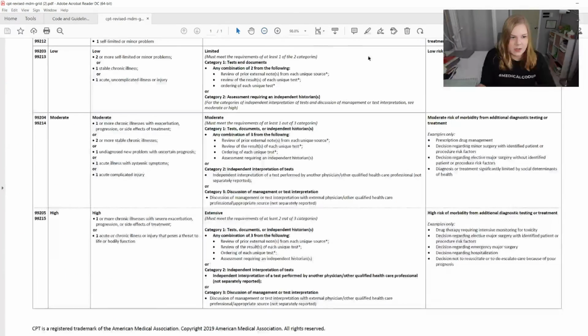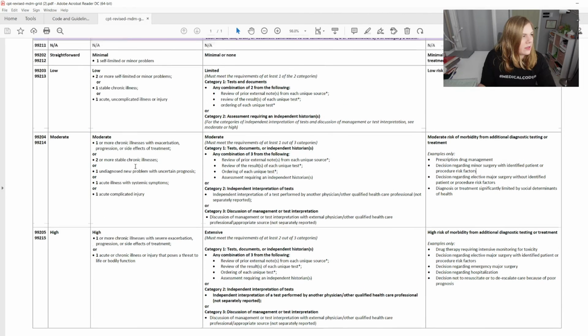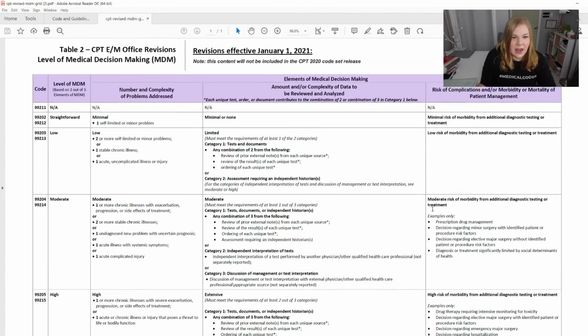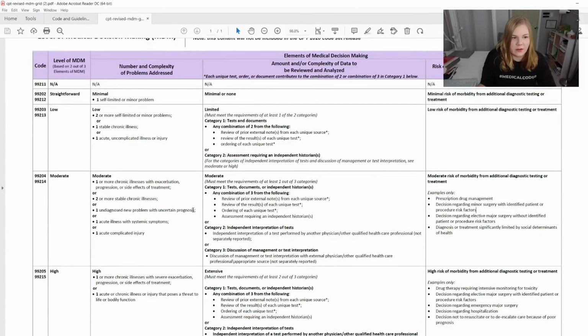So if we put this all together, again, we need 2 out of the 3. So we could have a patient that has independent interpretation of tests, and they have one acute illness with systemic symptoms, or they have one acute complicated injury and we decided that there's going to be minor surgery, but there's some risk factors involved. We just need to hit 2 out of these 3 elements. They're all determined to be moderate, so moderate level of complexity of problems, moderate amount of complexity of data, and moderate risk. So we would need 2 out of those 3 to hit a level 4 service.